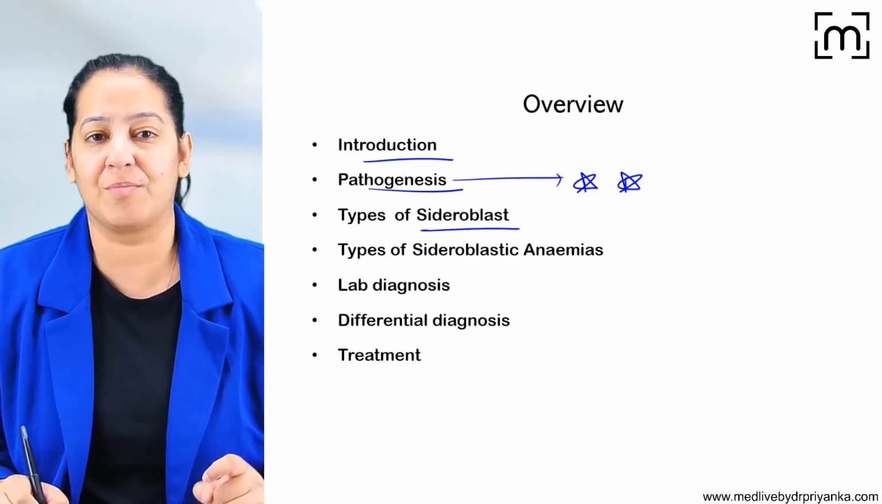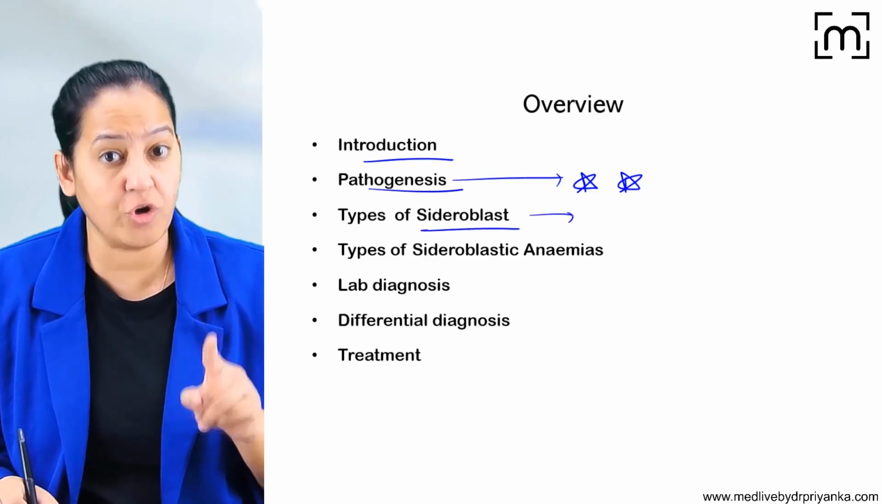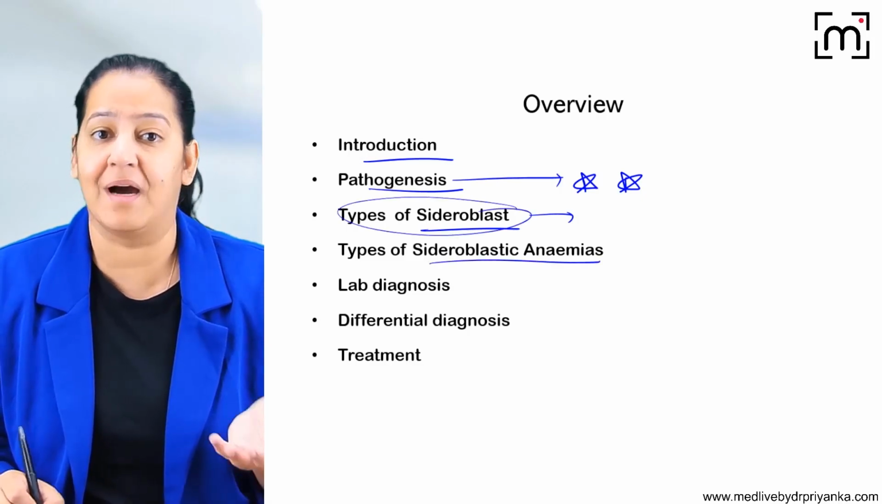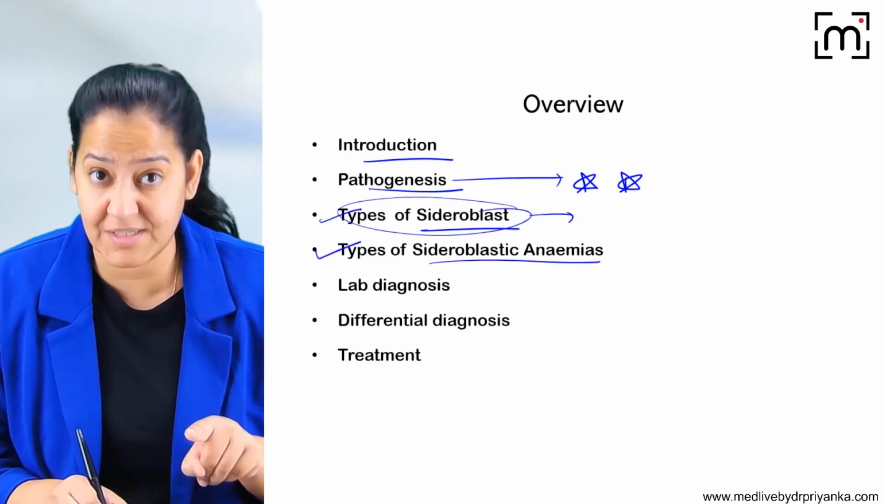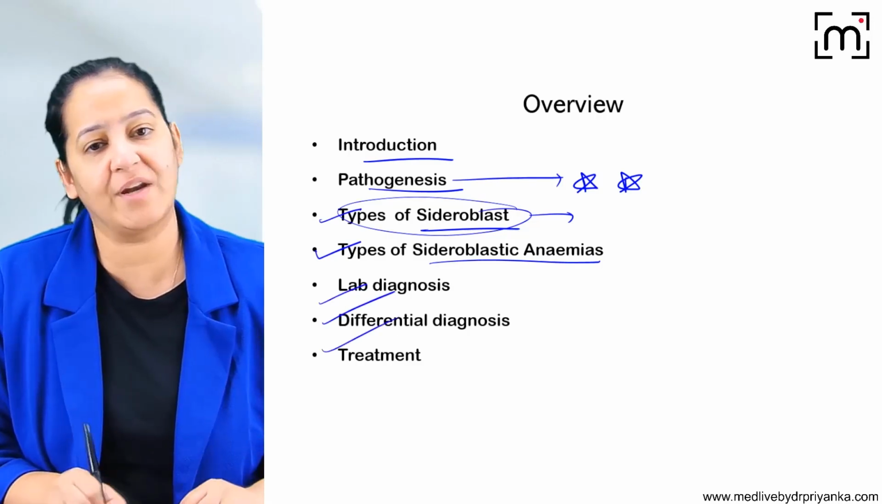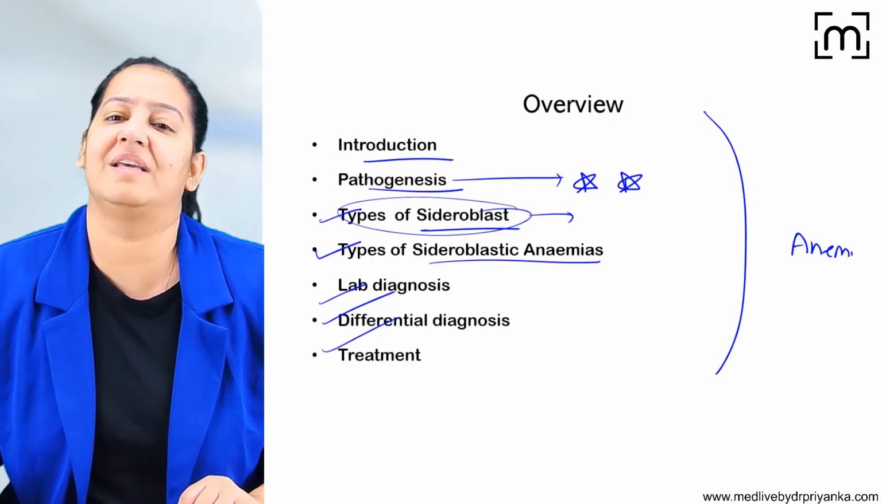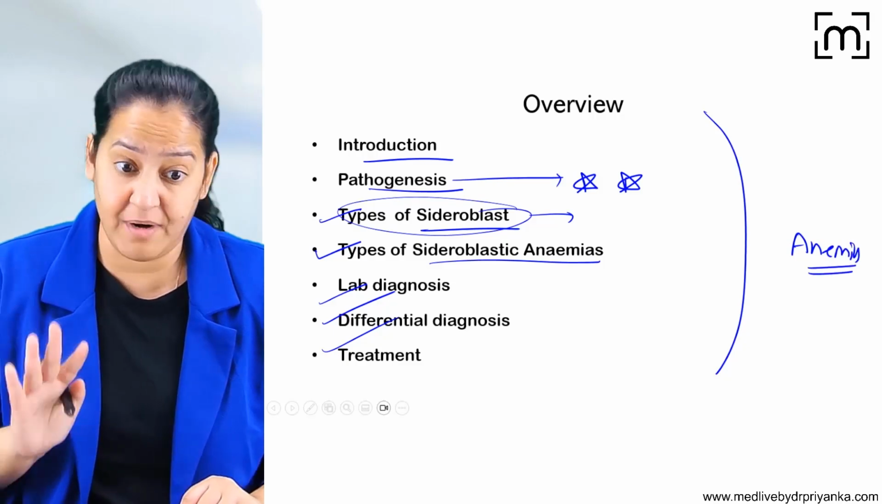Then tell the types of the sideroblast. How many types of sideroblasts are there? You get a short or very short note on the types of the sideroblast. Then the types of sideroblastic anemia. This is types of sideroblast. This is types of sideroblastic anemia. Then lab diagnosis, differential diagnosis and treatment. So you have to frame your answer of any anemia under these headings. All the anemia answers should be framed under these headings.